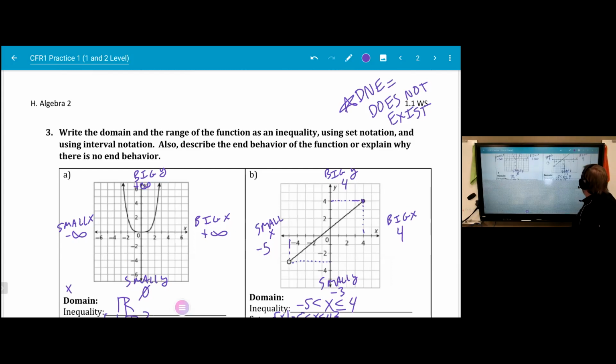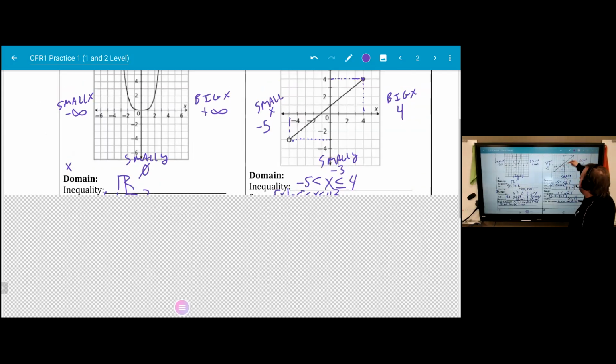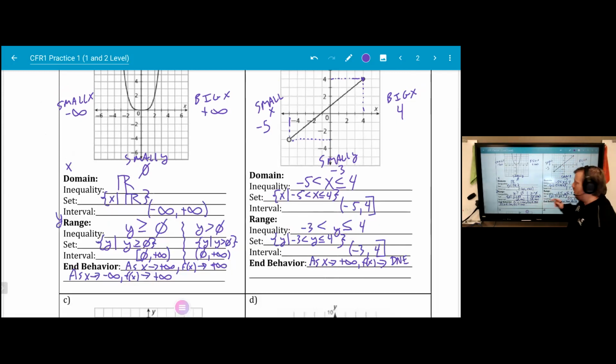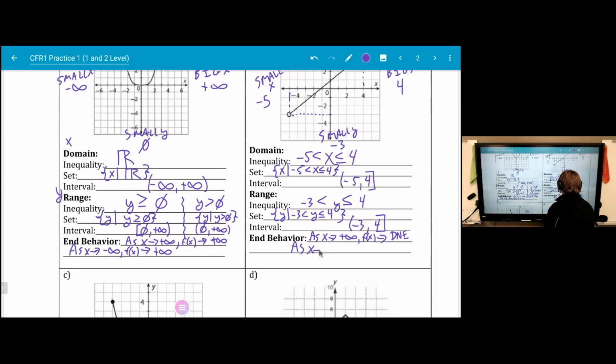If I look at the other part of this, going to negative infinity, x doesn't go to negative infinity. So once again, there's no end behavior. So as x goes to negative infinity, f of x does not exist. The end behavior does not exist.